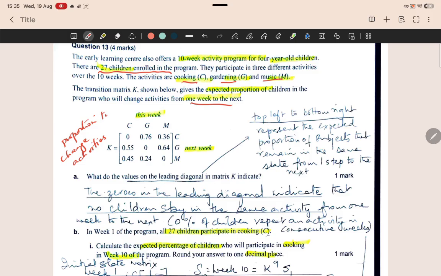What do the zeros in the leading diagonal of matrix K represent? Now there can be various explanations. One of them is 0% of children repeat an activity in consecutive weeks, and the zeros indicate that no children stay in the same activity from one week to the next. So either of these can be answers. Now the leading diagonal, for those who don't know, is from the top left to the bottom right.